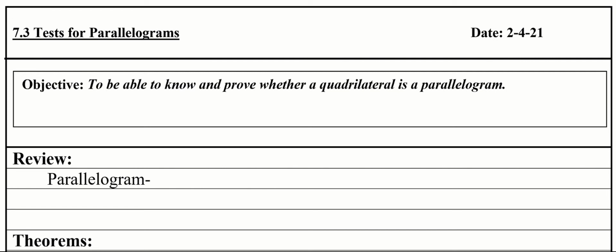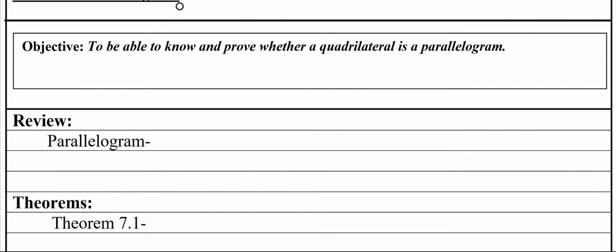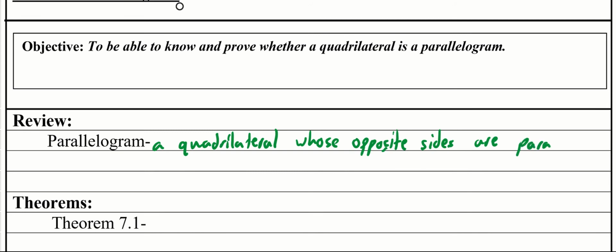That's going to have to deal with a little bit of proofs, but really just in general understanding these theorems. So first off, a little review. Do we remember what we talked about last time? What is a parallelogram? As a reminder, a parallelogram is a quadrilateral whose opposite sides are parallel, as the name would suggest, to each other.